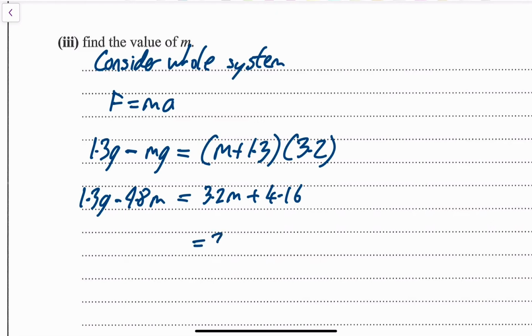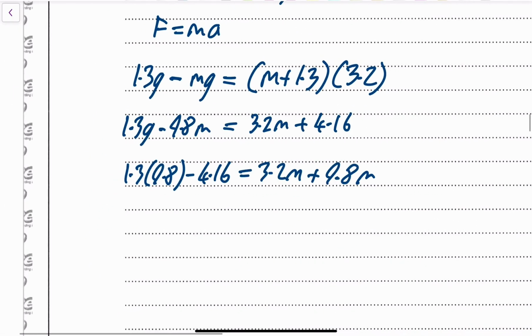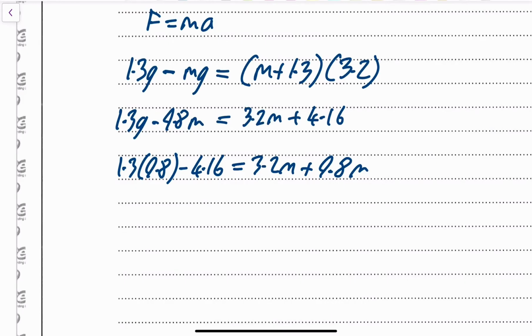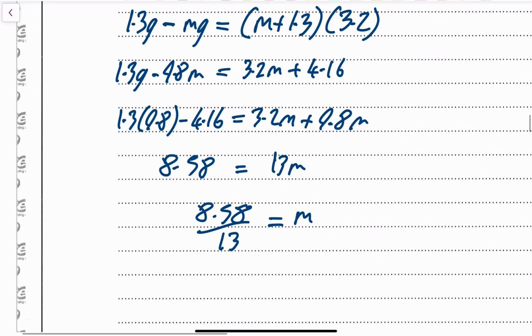You're going to have 3.2m, or sorry, I'm bringing all the m's to the right hand side, and then I'll have 1.3 times my 9.8 minus 4.16. Just to save me doing any working out, I'm doing minimal working out here on my calculator. When I add those two, I get bang on 13. I think I will just put that in my calculator. 13 times 1.3, sorry, times 9.8 minus 4.16 works out to be 8.58. And then 8.58 divided by 13 is equal to my m, and that worked out to be bang on 0.66 kilograms.